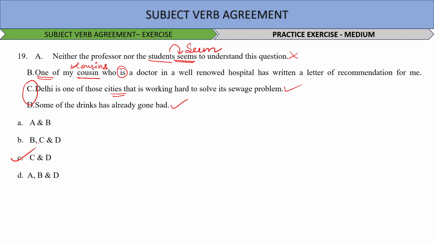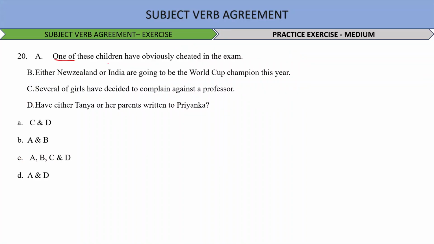Next question. One of these children have obviously cheated in the exam. When you see this question, what do you see? You see that one of is used, plural subject is used, but the verb is also plural. The verb is supposed to be singular here. One of these children has obviously cheated in the exam.